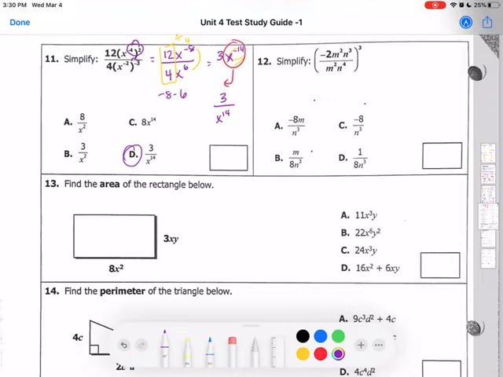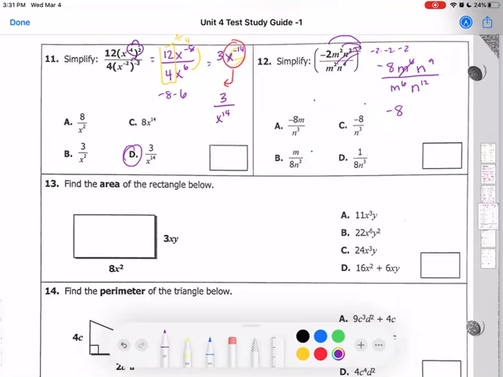And 12, first I'm going to use the power rule. I need to distribute this 3 to everything. So I have negative 2 cubed, which is negative 2 times negative 2 times negative 2. This gives me negative 8. M squared to the third gives me m to the 2 times 3, which is 6. N to the 3 times 3 is 9. On the bottom, I have m to the 2 times 3, which is 6, and n to the 4 times 3, which is 12. When I go to simplify this, I have my negative 8 still on top.